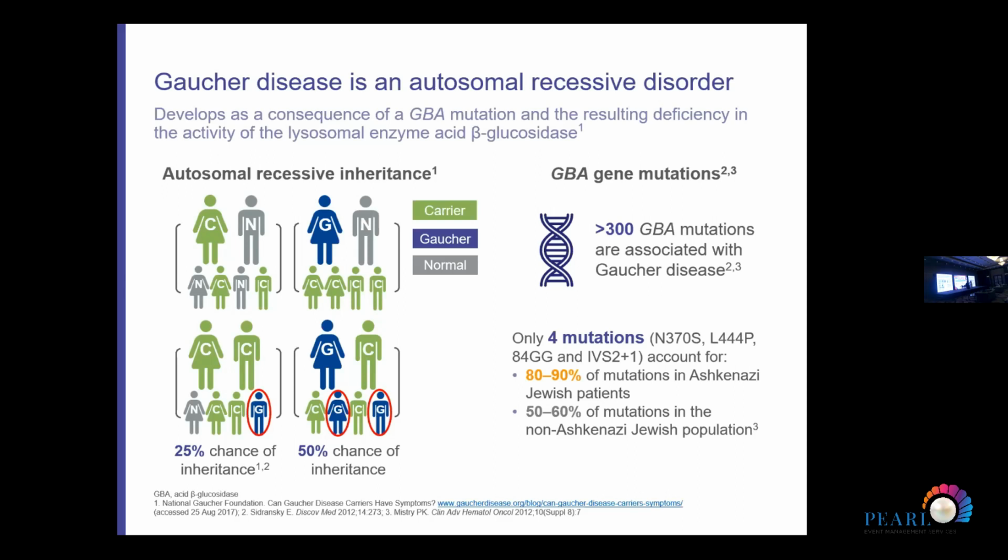In terms of the gene mutations related to GBA, there are more than 300 mutations described. However, only 4 of these mutations account for 80 to 90% of cases, especially in the population of the Ashkenazi Jewish patients, and 50 to 60% of mutations outside this population. And the 344P is one of the most common mutations that we see here, especially in the Middle East.